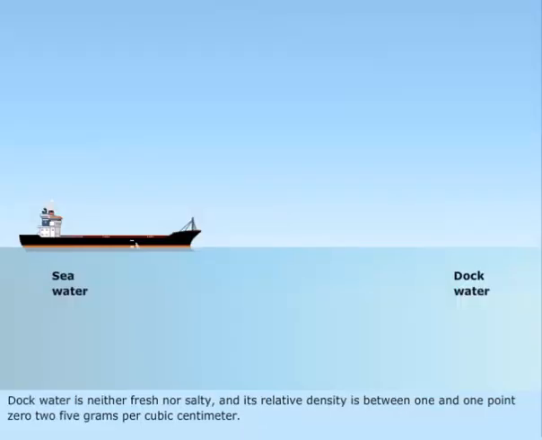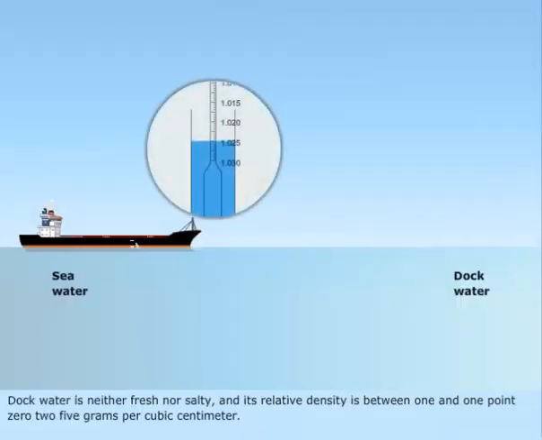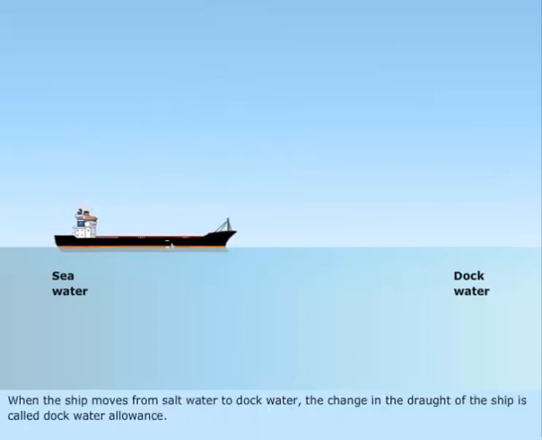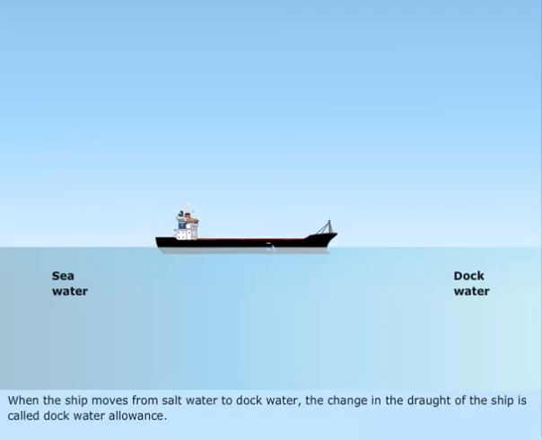Dock water is neither fresh nor salty, and its relative density is between 1 and 1.025 grams per cubic centimeter. When the ship moves from salt water to dock water, the change in the draft of the ship is called dock water allowance.